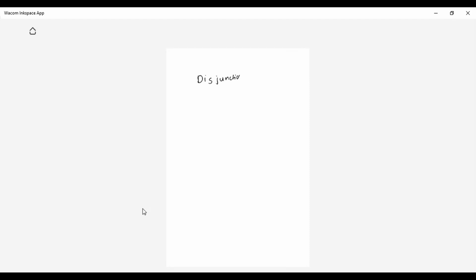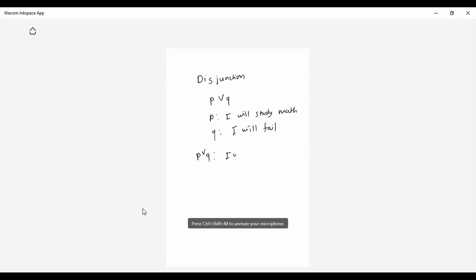Disjunction. How do we put disjunction with the help of this symbol? P or Q. So suppose P is I will study maths, and Q is I will fail. How do I represent this? P or Q I'll represent as I will study maths or I will fail. So symbolically and sentence-wise, you'll be writing like this.